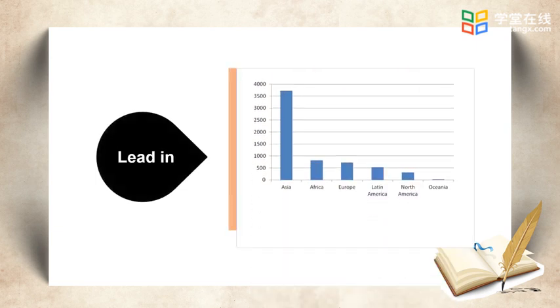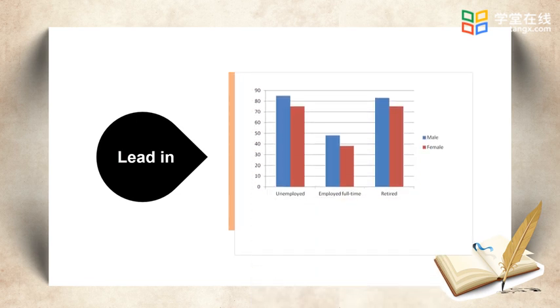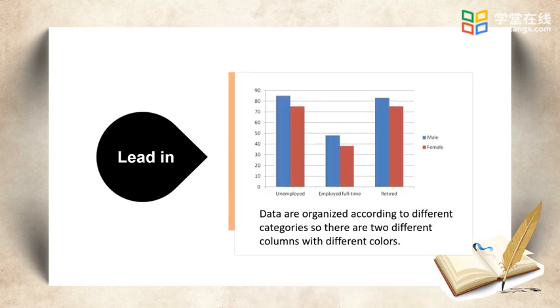In the first chart, there is only one category of data collected, so we only need to figure out the differences between different items. In the second chart, data are organized according to different categories, so there are two different columns with different colors. When we describe the second chart, we also need to pay attention to the differences within each category. Let's see an example on the next slide.